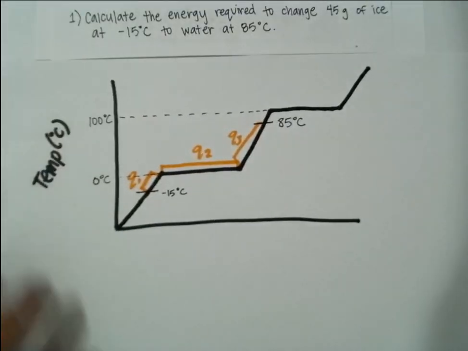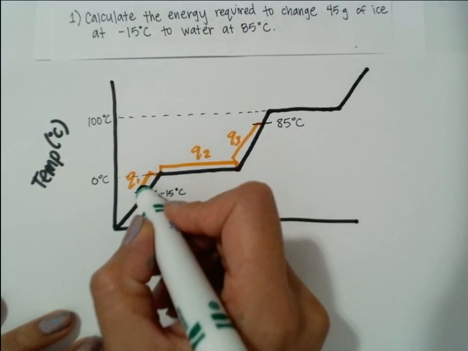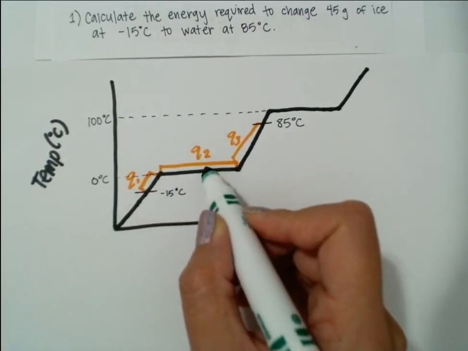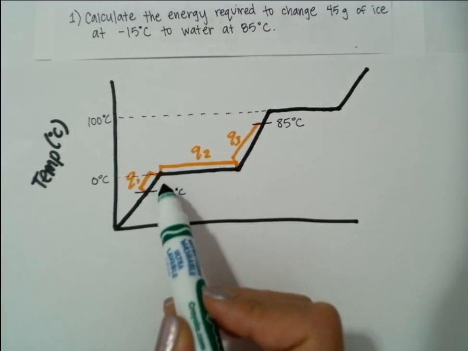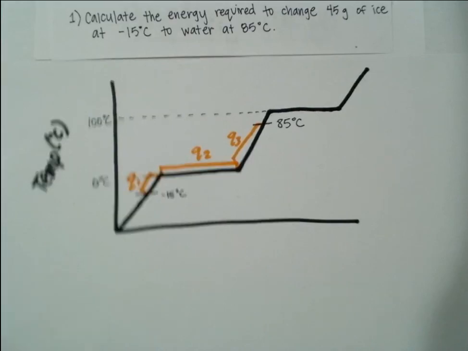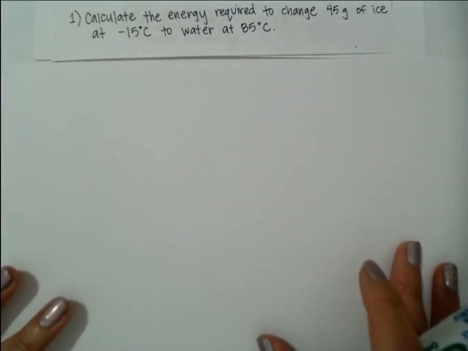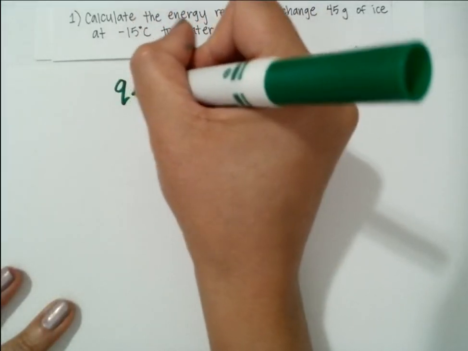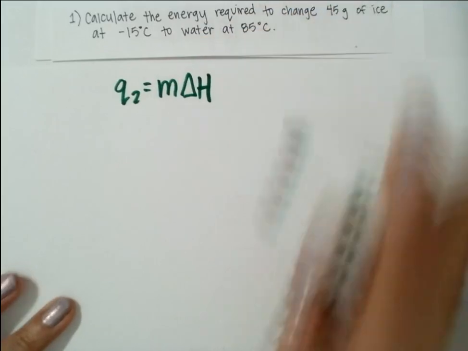Okay, going back to my heating curve, we've solved for Q1. Now we want to solve for Q2. Now notice that there is no temperature change here. There's only a phase change. So what that means is I'm going to use Q equals M delta H for that. Okay, so Q2 is equal to M delta H.